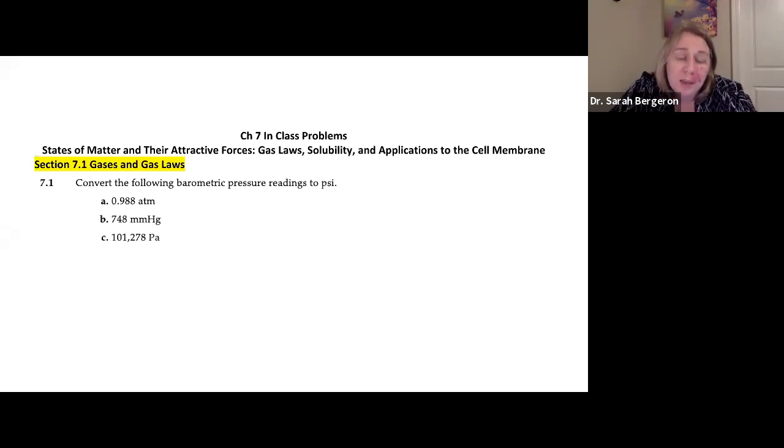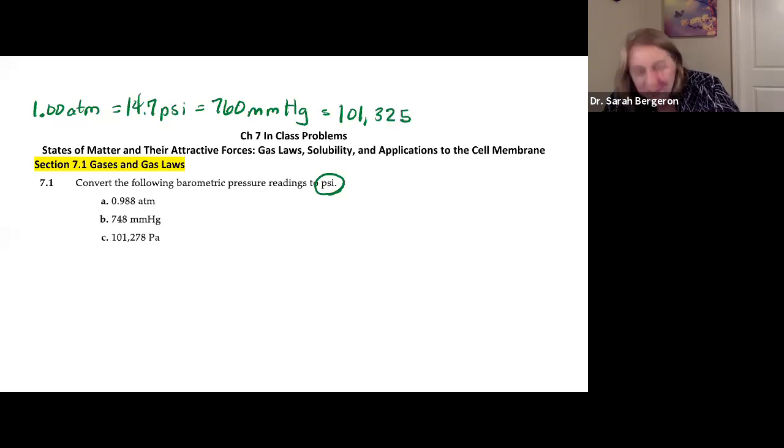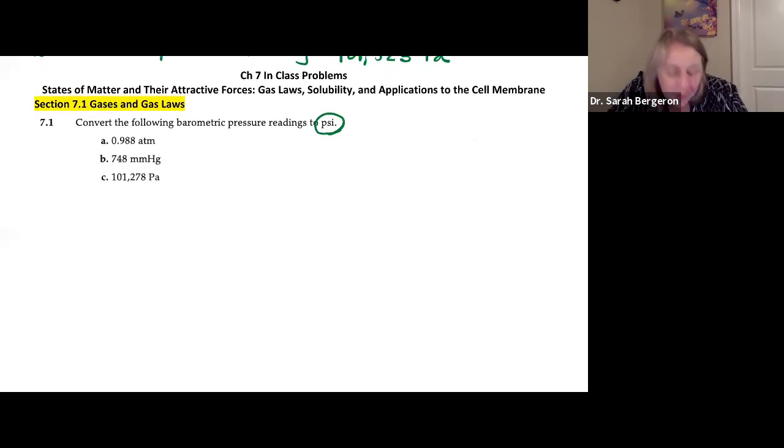So the first part was just to be able to convert our pressure readings. For the first one, we're converting everything to PSI. You will be provided with this, but you're going to have to go look it up. You don't have to know it, you have to know where to find it. 14.7 PSI, which is also equal to 760 millimeters of mercury, which is also equal to 101,325 pascals, okay? So we're converting all of these readings to PSI.